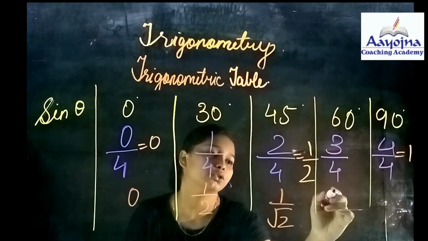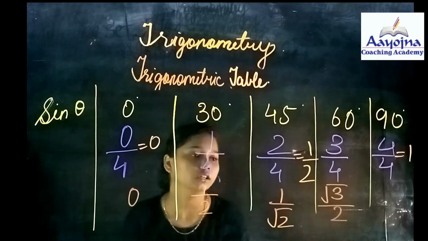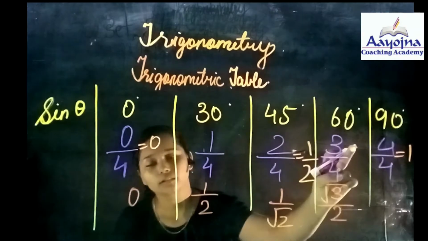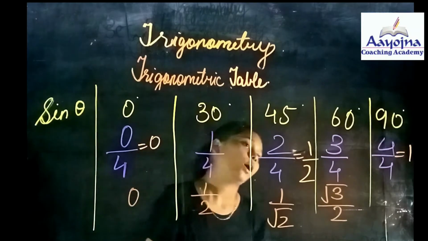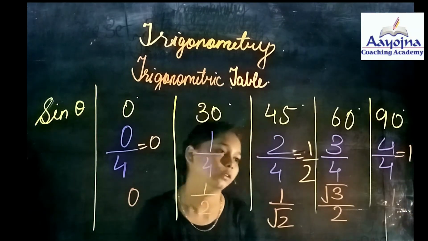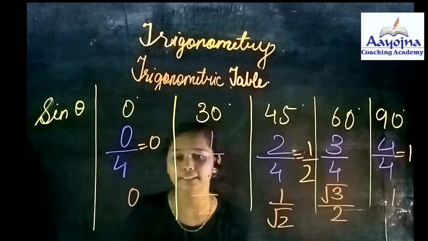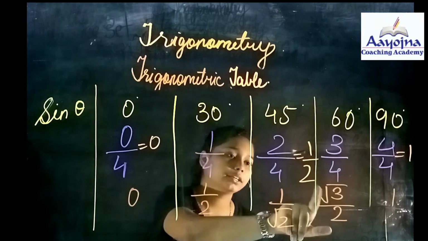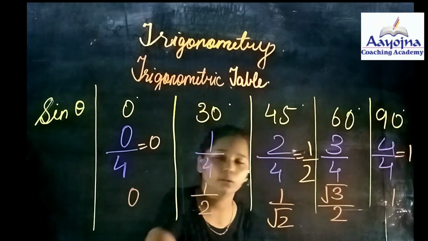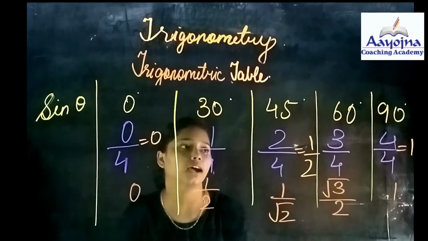3 upon 4. So 3 will become root 3 and 4 will become 2, because 3 is not a perfect square, so it will be root 3. Now 1 will remain as 1 only. So here these are the values of sine theta finally: 0, 1 upon 2, 1 upon root 2, root 3 upon 2 and 1. So these values are the answers for all the angles.